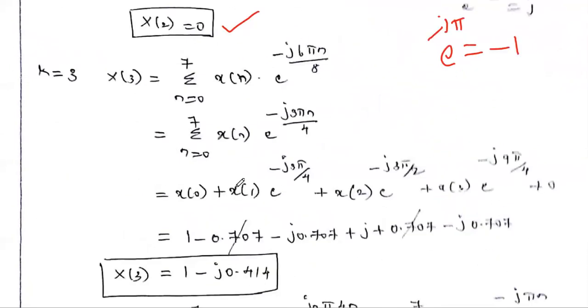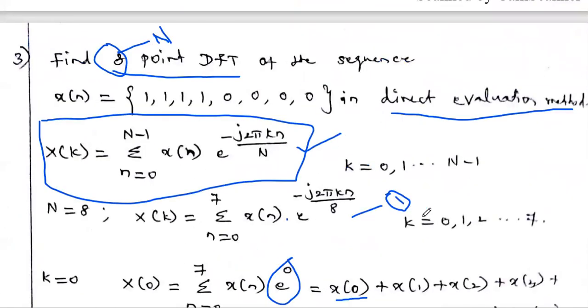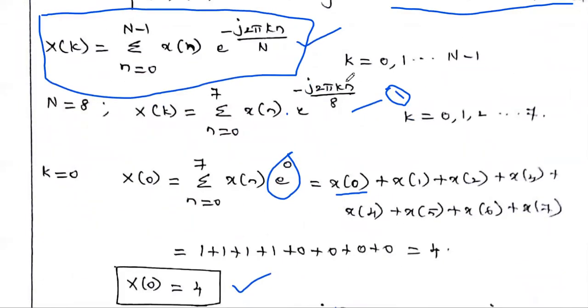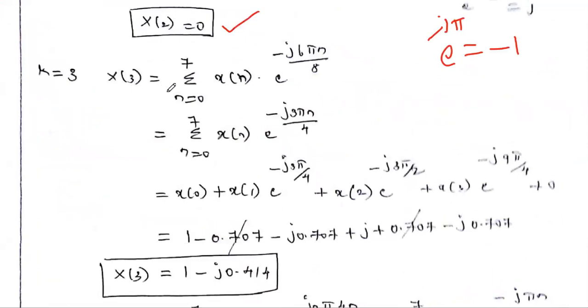Okay, so next thing we have to calculate for k equal to 3. So if we are substituting k equal to 3 in equation number 1, that is our general equation X of k. You see this is equation number 1. So in this equation, if we substitute k equal to 3, we get X of 3 equal to summation n equal to 0 to 7 x of n e power minus j 2 pi k, k is 3, so 2 into 3, 6, so 6 pi n divided by 8.